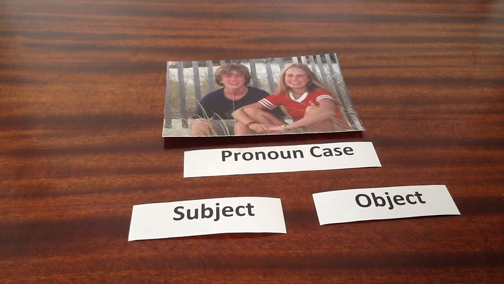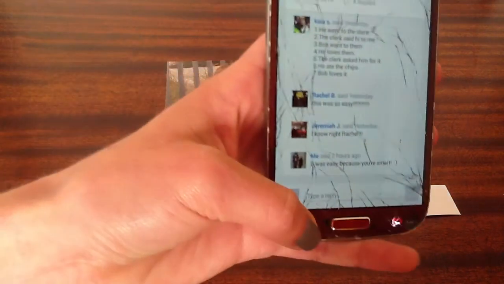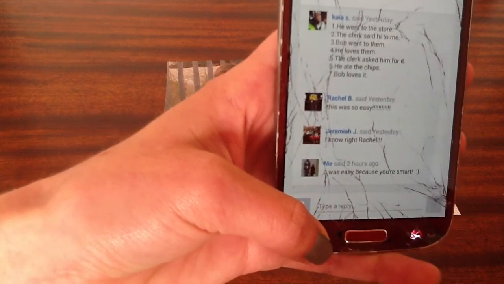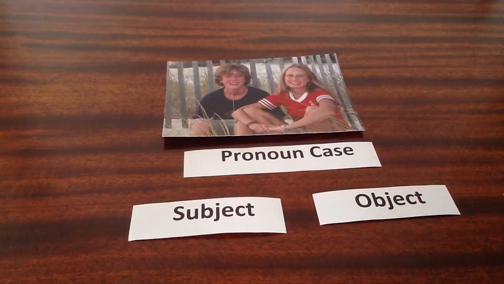Now, a lot of you all were like, Ms. Bierman, this is super, super easy. And in fact, that's what you wrote on Edmodo. You said it was really, really easy. And you're right. Pronouns are really easy. But there are a couple instances where it can get a little bit tricky or a little bit confusing. And that's if you're talking about more than one person or more than one thing.